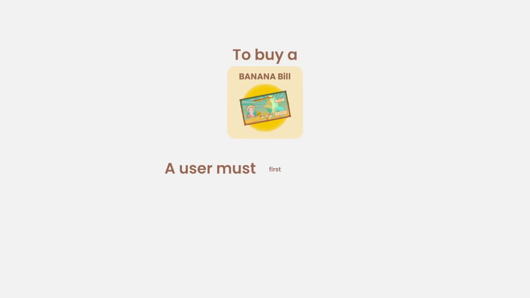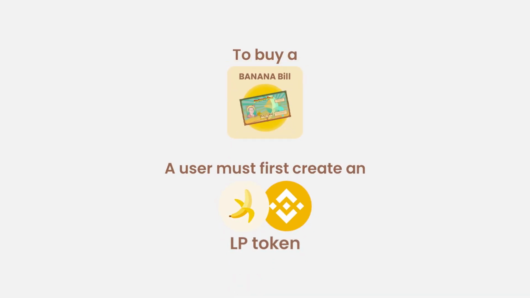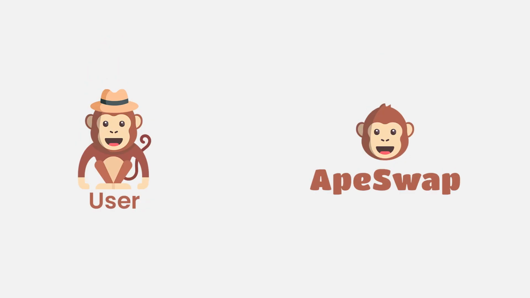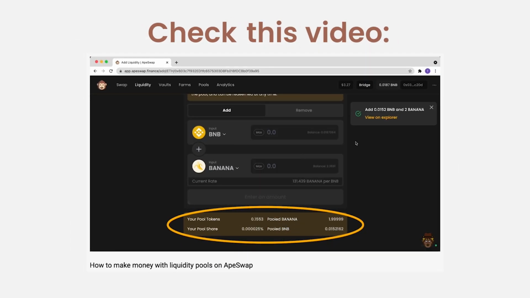price. Behind the scenes, a bonding curve combines with supply and demand to determine the initial price point for the bills. To buy a Banana Bill, a user must first create an LP token by adding liquidity to the DEX for the trading pair that corresponds to that type of Banana Bill. For example, Banana BNB LP tokens are used to purchase Banana BNB Treasury Bills, which yield Banana tokens. To learn how to create an LP token, check this video link in description.